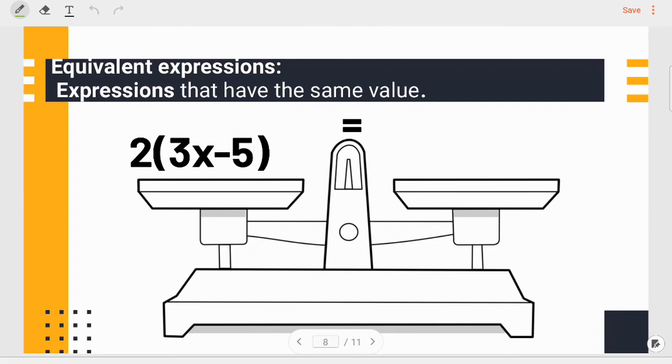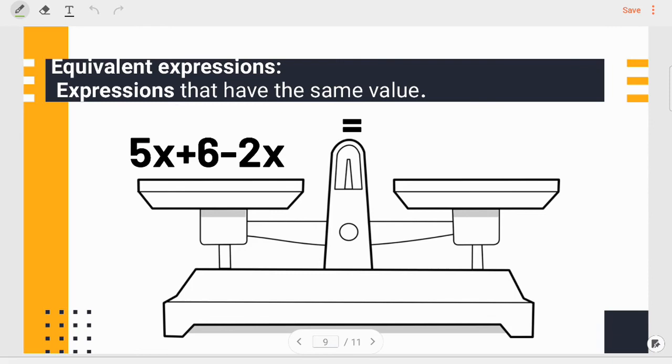Also remember that I can distribute. That would also make an equivalent expression. So if I were to multiply 2 times 3x, that would give me 6x. And multiply 2 times -5, that would give me -10. Now these would be equivalent expressions because they represent the same thing. Essentially they represent the same number of constants and the same number of x's.